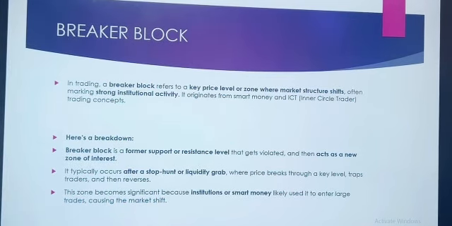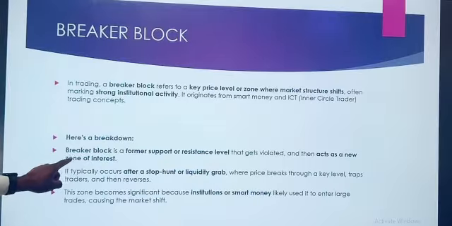Here is the breakdown. A breaker block is a former support or resistance level that gets validated and then acts as a new zone of interest. It typically occurs after a stop hunt or liquidity grab, where price breaks through a key level, traps traders, and then reverses. We are going to explain that in the practicals. This zone becomes significant because institutions or smart money likely use it to enter large trades, causing the market shift.